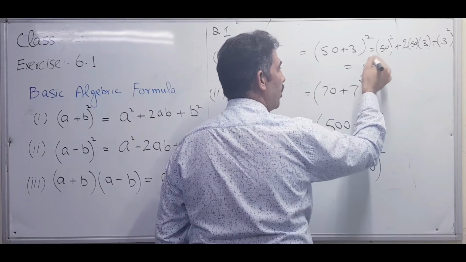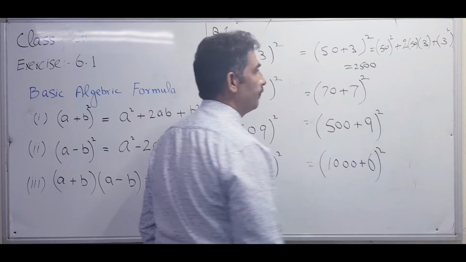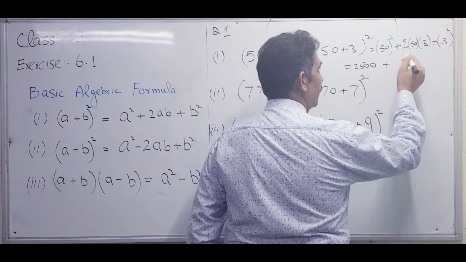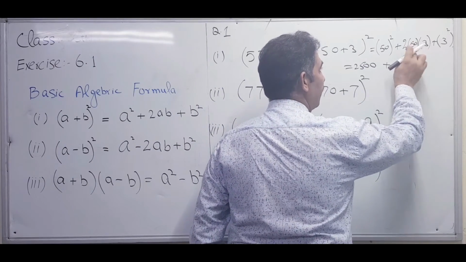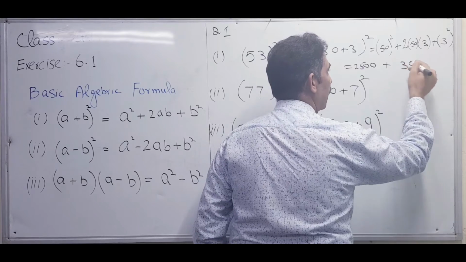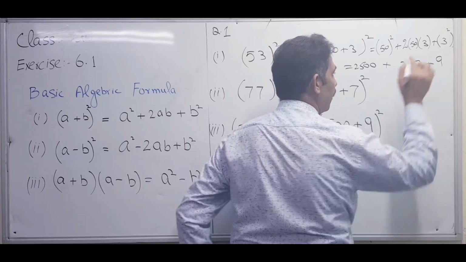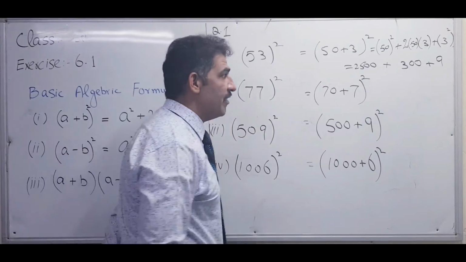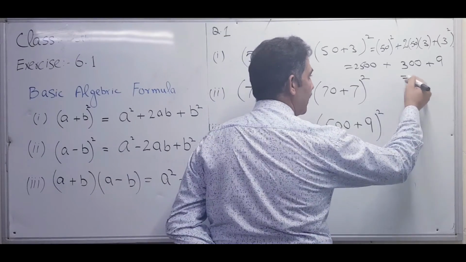2 zeros, square of 5, 25. Because it is a square, that's why you will write the square. Plus 0 same, 5 3s are 15, 15 2s are 30, 3 square 9. Add them and get the result. When you add, you will get the result. I am writing the result here also.